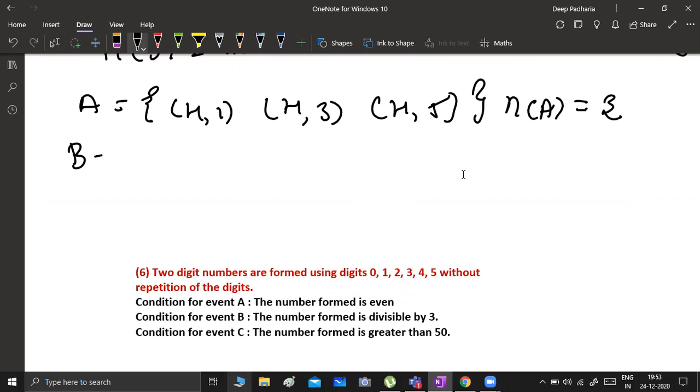Talking about event B. B event में क्या बोला है मुझे? To get a head or a tail and a even number. या head भी चलेगा, tail भी चलेगा, but it should be an even number. So take your time and just try to form the event. सोचो कैसे बनेगा और N of B क्या आएगा वो बताओ मुझे.